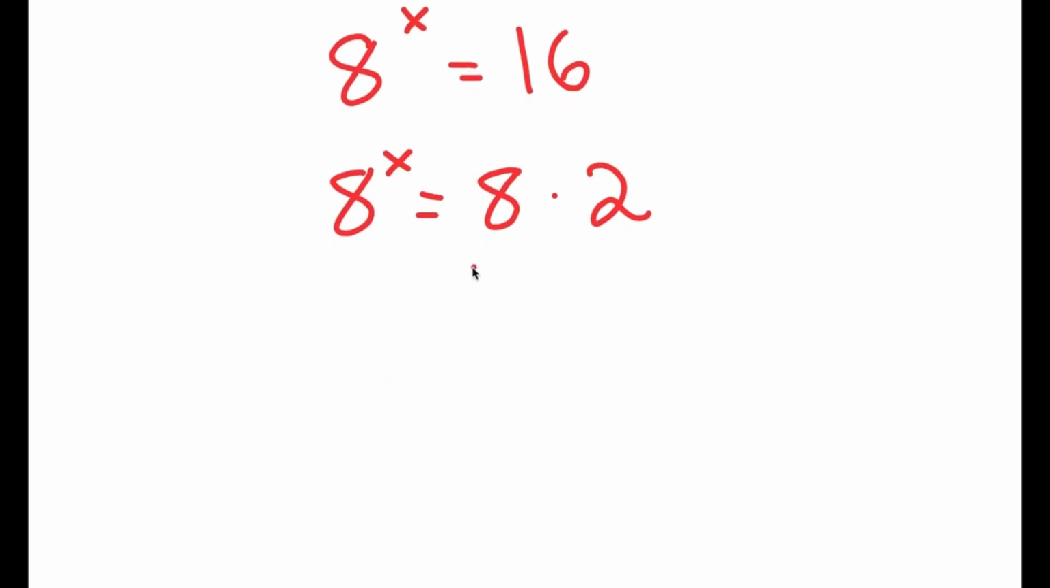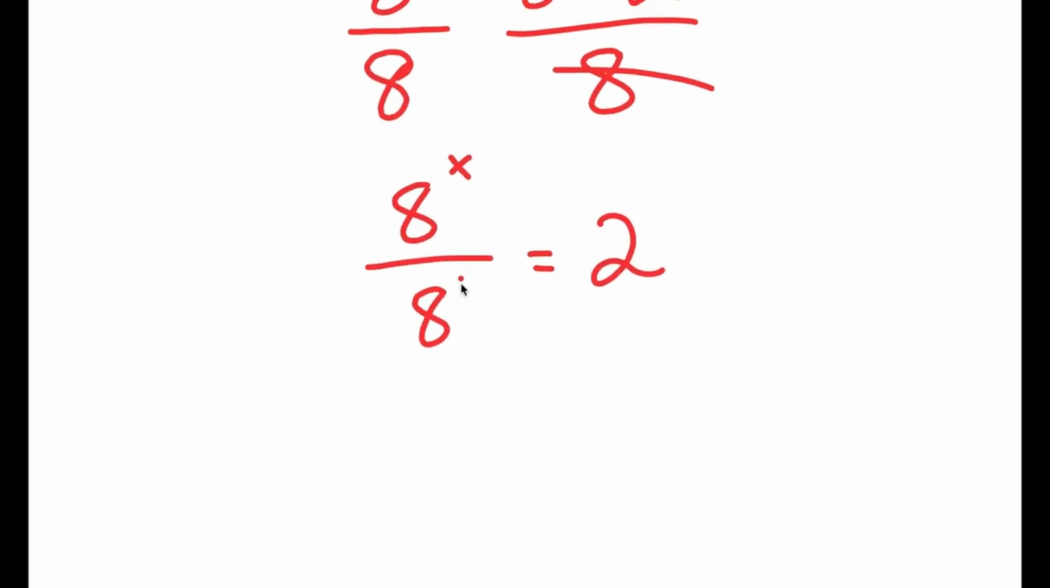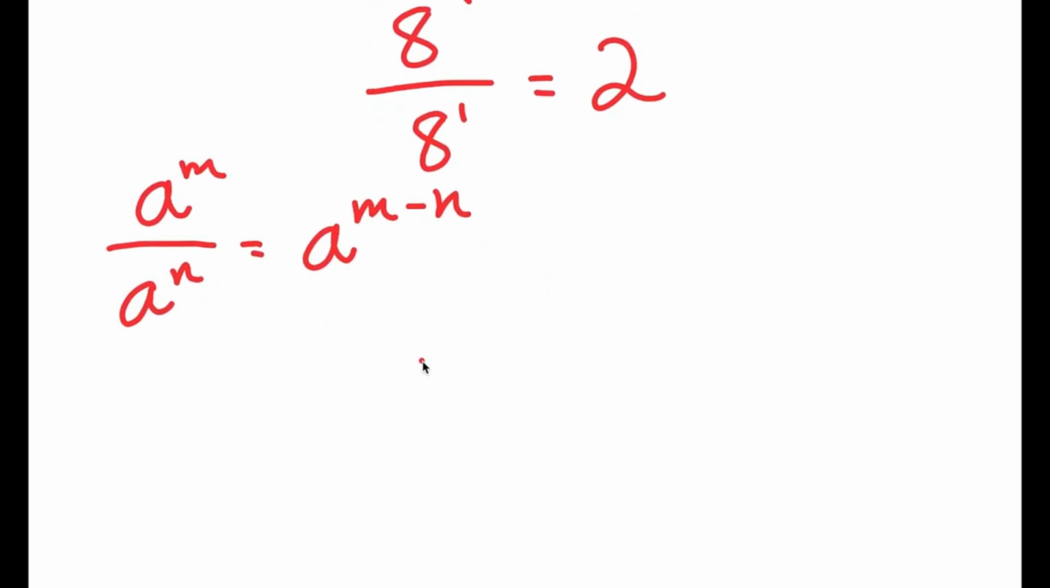as 8 times 2. Now what I'm going to do is divide both sides by 8. So then these two cancel out, and I get 8 to the power of x over 8 is equal to 2. Now if I have something in the form a to the power of m over a to the power of n, this is equal to a to the power of m minus n. So a to the power of x over a to the power of 1 is equal to a to the power of x minus 1, which is equal to 2.